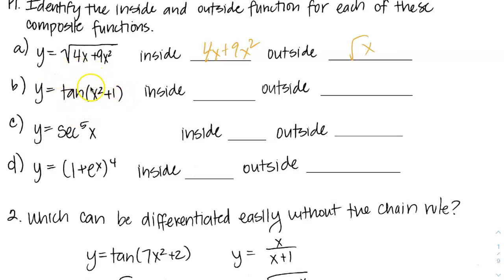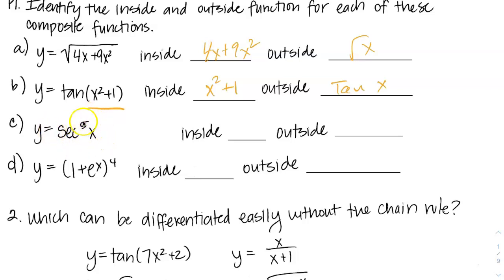Say that when I say "of," that's your inside. So inside is x squared plus 1, and the outside, just make that an x, so tan of x. This one's tricky. That one's a tricky one. So y equals secant to the 5th of x.